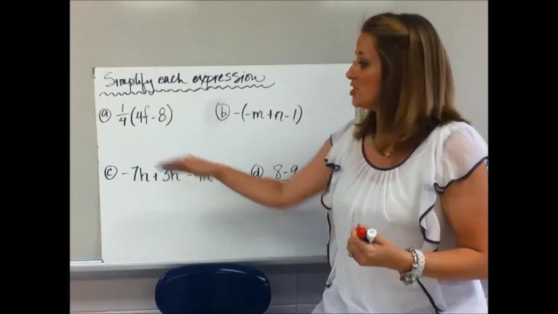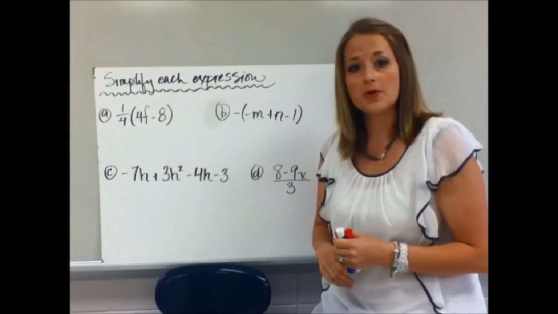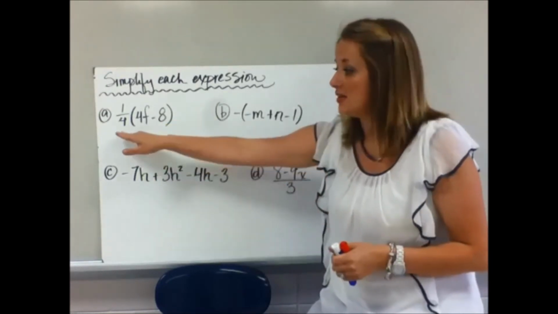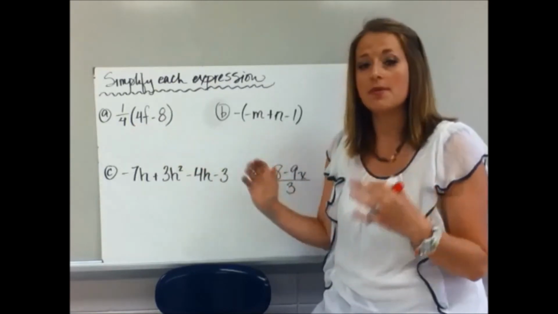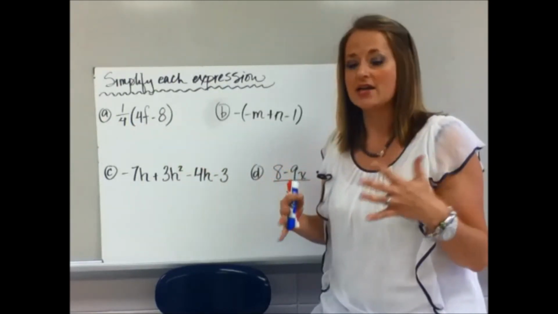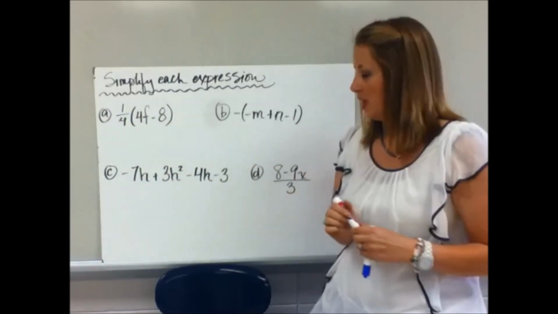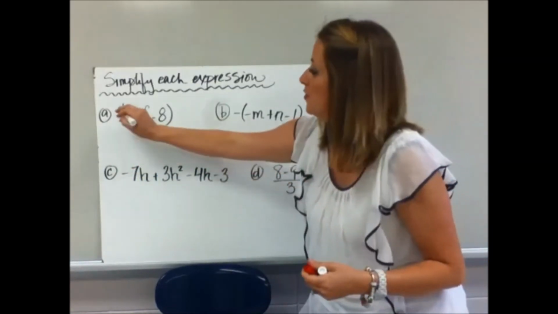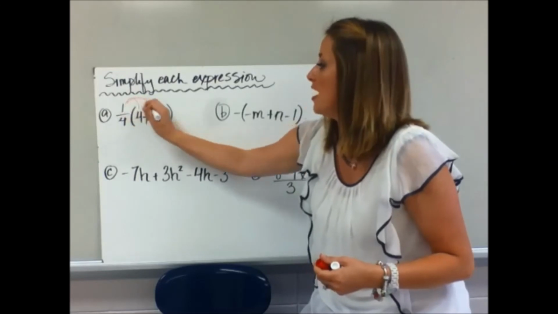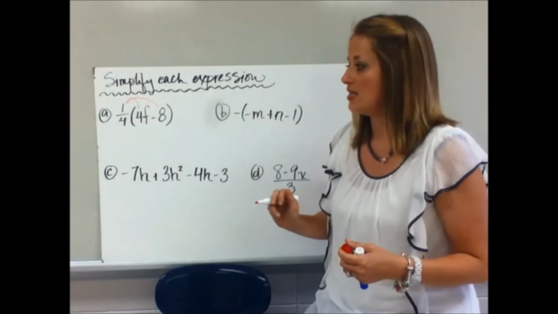Okay, with simplifying expressions, part of that is taking the parentheses out of there. And when you see that number right up against the parentheses, remember, it's like an automatic reaction. I need to distribute what is outside the parentheses. So in this case, we're taking 1/4 and we're going to multiply it times 4f and also times negative 8.